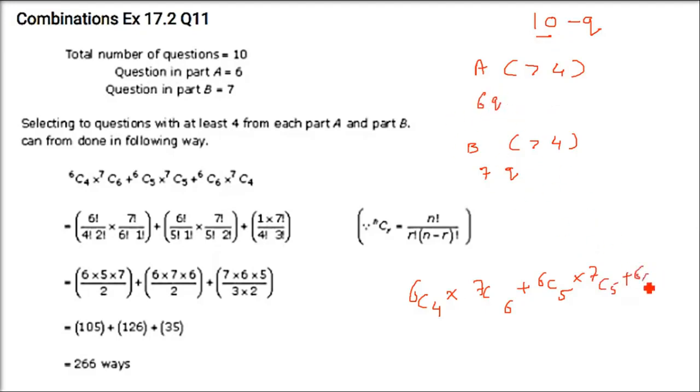Now we are taking 6 questions from part A. So how much can we select from part B? It should add up to 10, so it should be 7C4. Now you have to add these cases. This is 266 ways.